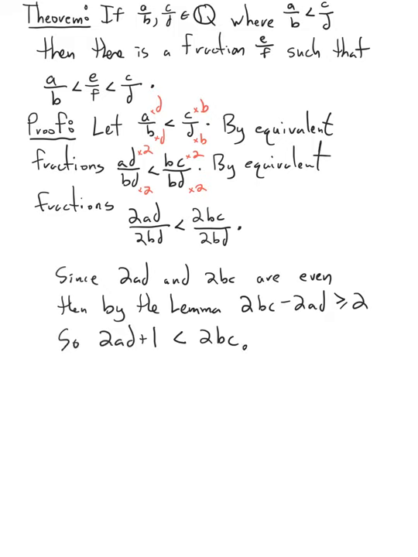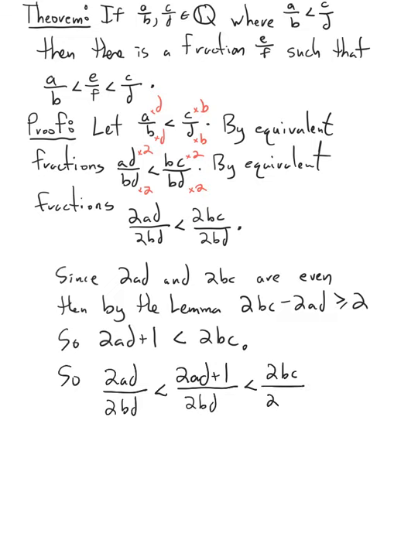So that tells me that the smallest fraction, 2AD over 2BD, if I add 1 to the numerator, obviously the numerator gets bigger, so the fraction gets bigger. And it's still less than 2BC. So the middle fraction is less than the fraction on the right.